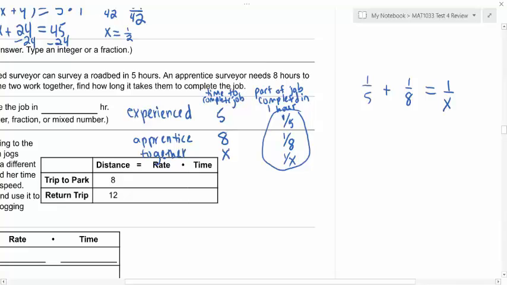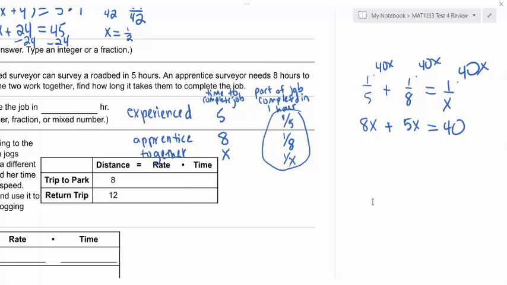So we're going to multiply that to every term. It would be 8x plus 5x equals 40. 8x plus 5x is 13x. There you go. Divide by 13.